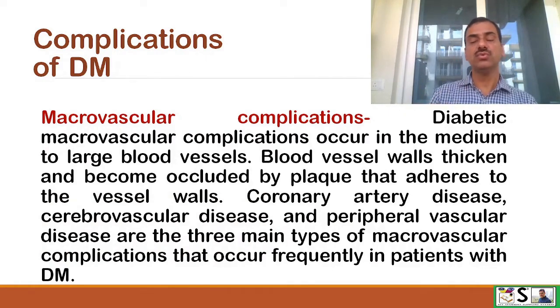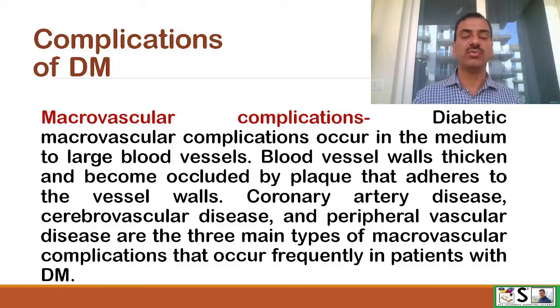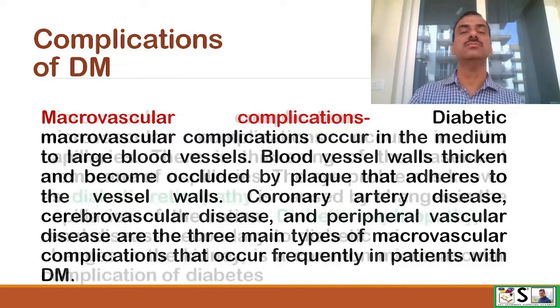occurs due to thickening of the walls of the blood vessels, and these walls may contain plaque that is adhered to the wall, and the blood flow is obstructed. Especially coronary artery disease, cerebrovascular disease, and peripheral vascular disease. These are the three main macrovascular complications that occur frequently in patients with diabetes mellitus when they have a long-term problem.